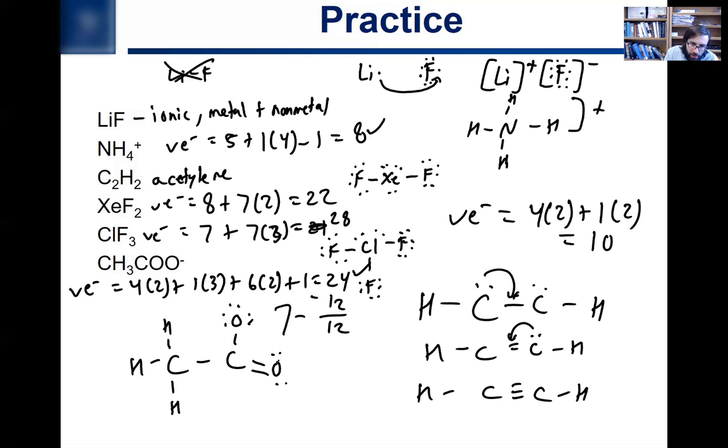So again, octet rule satisfied here, 2, 4, 6, 8. Octet rule satisfied here, 2, 4, 6, 8. Octet satisfied for this carbon, 2, 4, 6, 8. This carbon, 2, 4, 6, 8. Duet rule, each of the hydrogens have 2.